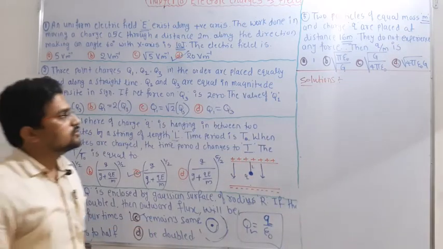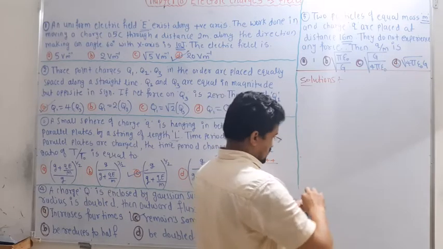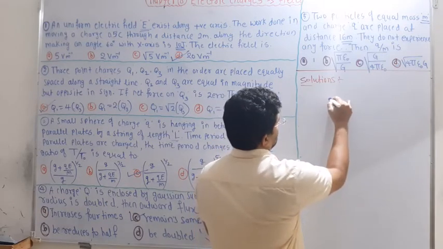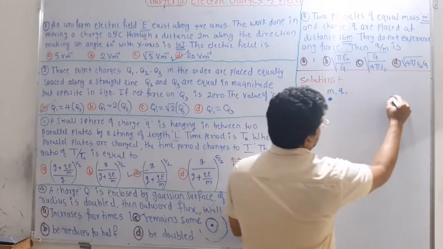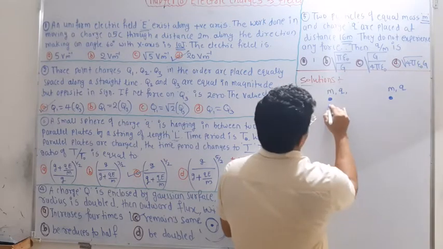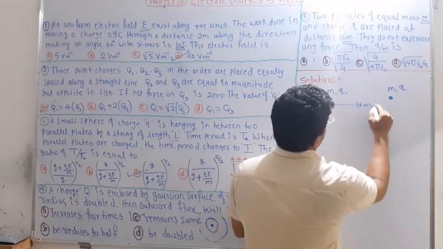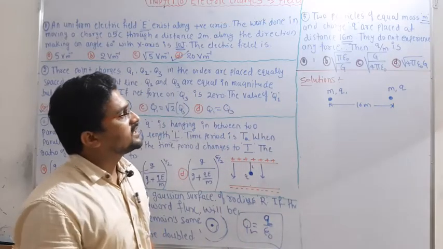Okay, so this one is understood. Next one: two particles of equal mass m and charge q, separated by a distance of 16 meters. Okay, so there are two particles having mass m and charge q, separated by 16 meters. They do not experience any force.